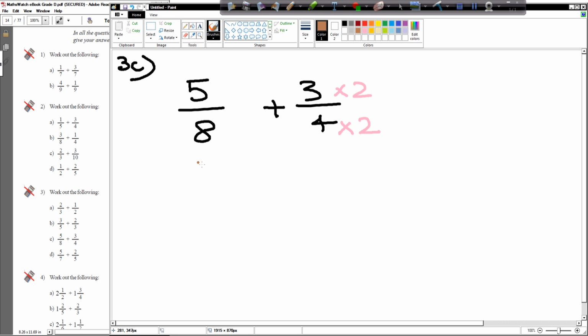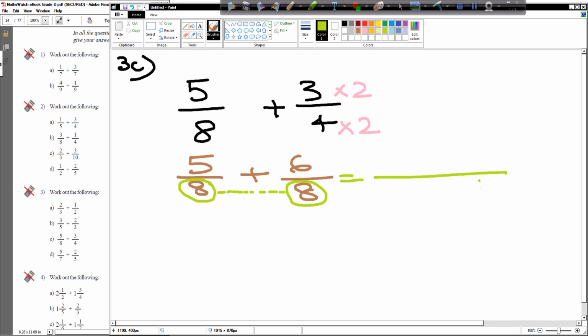So let's work that out now. Let's copy it down. We have 5/8 copied down. And we add to that 3 times by 2, which gives you 6 on the top, and 4 times by 2, which gives you 8 on the bottom. Now let's have a look at which situation we are in. We are in that nice situation where the bottom numbers are the same. As long as the bottom numbers are the same, we can add the question. So let's copy the 8 in the bottom. So we have 5 add 6 on the top. We add the top numbers. So 5 add 6.